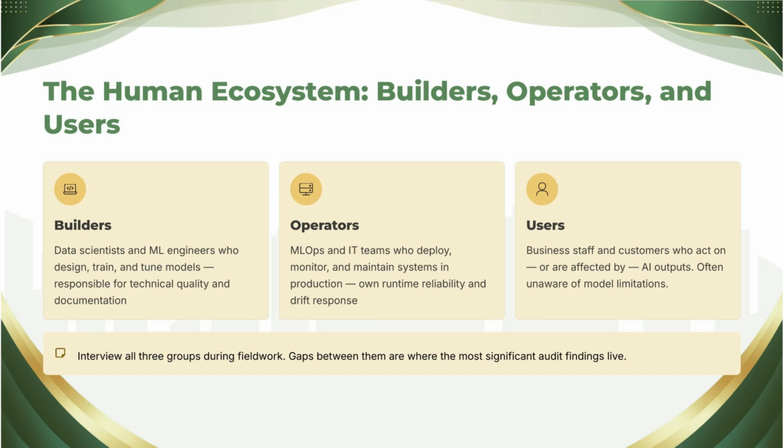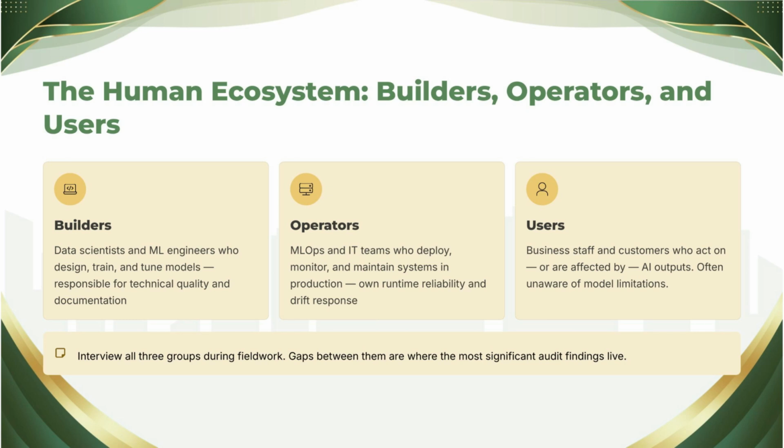Every AI system lives inside a human ecosystem, and if you audit the technology but ignore the people, you've done half an audit. Picture three groups standing around any AI system. First, the builders: data scientists, ML engineers, data engineers. They collect data, design models, and tune performance. Their incentive is usually accuracy and delivery speed.